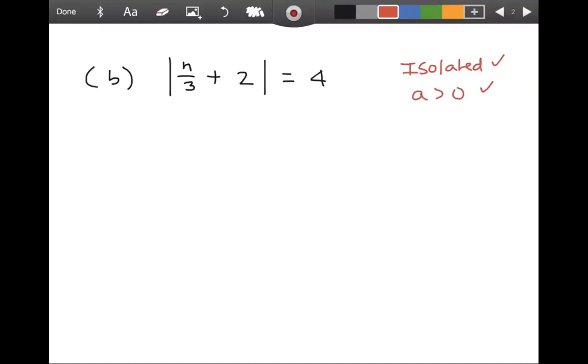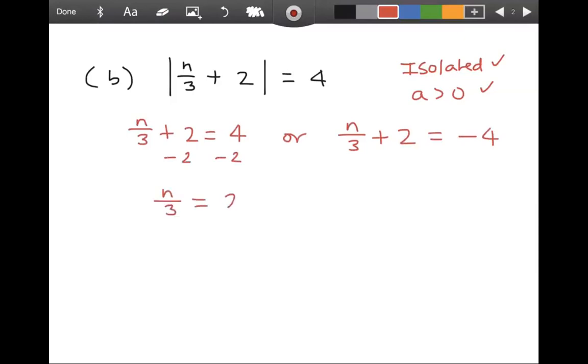This absolute value equation is equivalent to n over 3 plus 2 equals 4, or n over 3 plus 2 equals negative 4. All right, so I will subtract 2 from both sides of this one. That gives me n over 3 equals 2. And then I will multiply both sides by 3. And that gives me n equals 6.